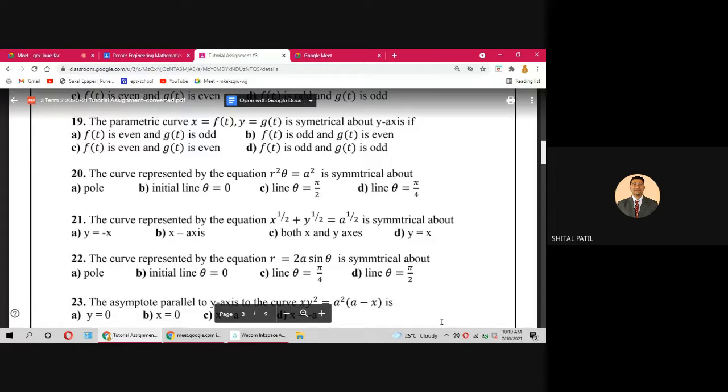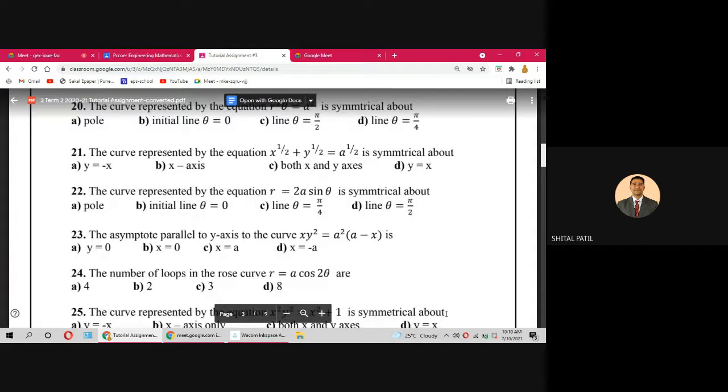D option. Question number 22. D option is correct. And it is the equation of Rose curve. Okay. Question number 23. The asymptote parallel to the y-axis.